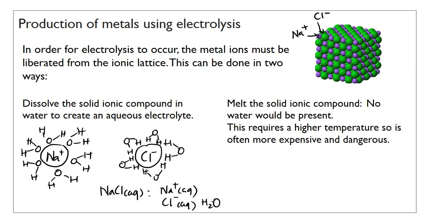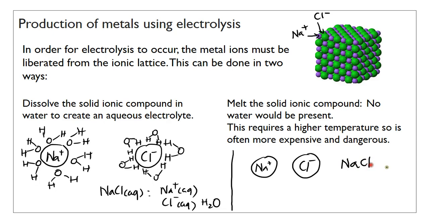Alternatively, you can melt the solid ionic compound. So basically apply extreme heat. I think sodium chloride melts at around 600 degrees Celsius. So if you do that, you're not going to have any water present. You're just going to have Na plus and Cl minus, and you need a very, very high temperature to keep them from recrystallizing into the lattice again. If you're going to melt it, the state of sodium chloride is going to be liquid. So liquid means molten ionic compound, which means that water is not present.